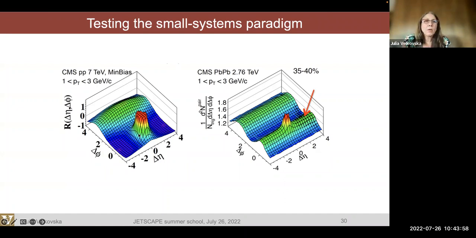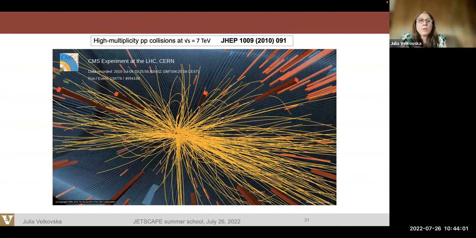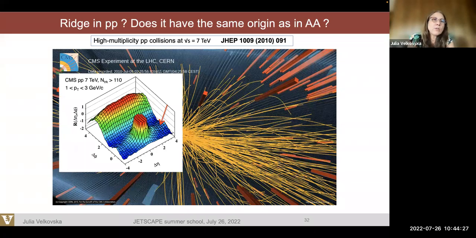However, occasionally you can get pp collisions that produce a lot of particles. This is an event display of one such collision. Of course, I wouldn't say this is the average collision; we picked the one that produced the most particles. But these kinds of collisions do happen. And if you look into collisions where you have reconstructed more than 110 particles between 1 and 3 GeV at mid-rapidity, you actually see a hint of this kind of ridge behavior.